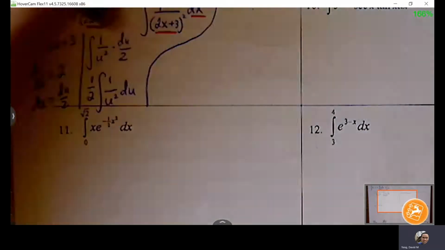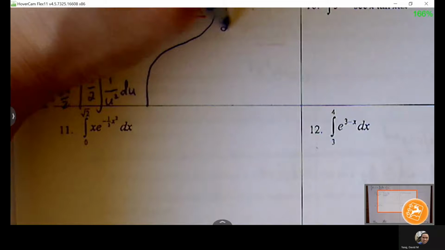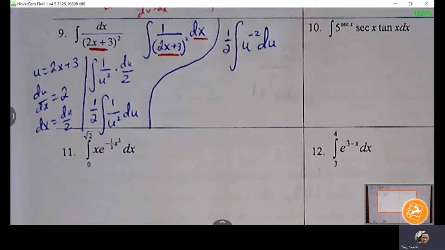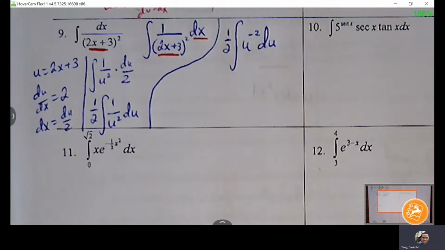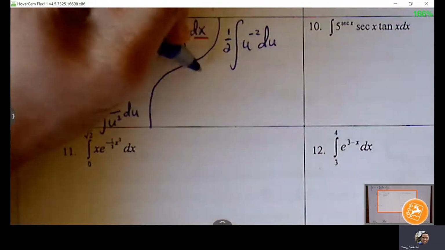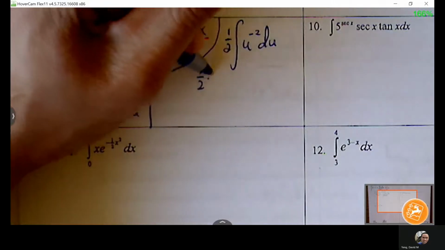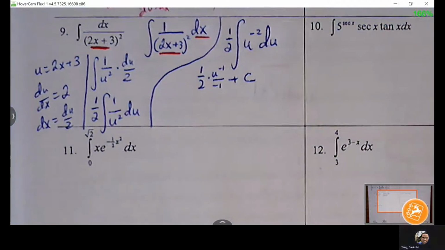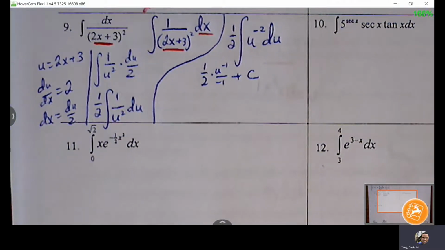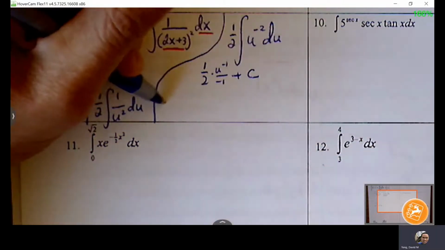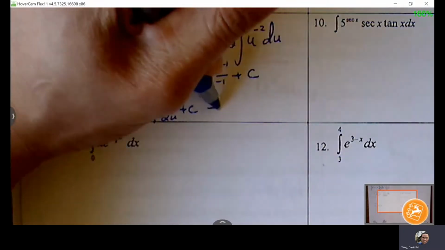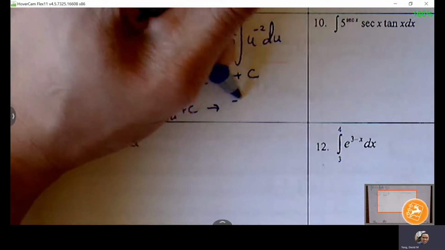Okay, so you got to bring that u up to the top. And now you can do power rule. Add 1 to the exponent, divided by that new exponent. I'll bring the u back down to the denominator. And then I also want to bring back my original variable.